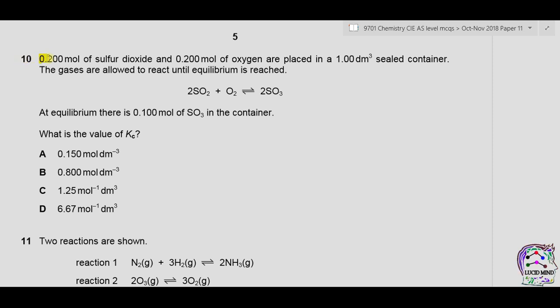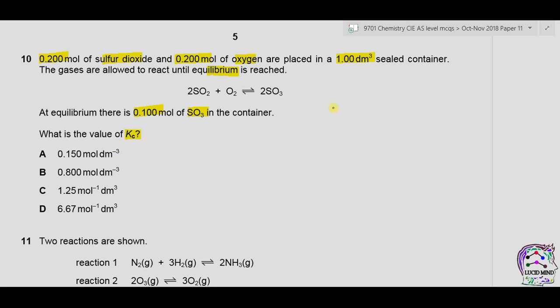Question 10. 0.200 moles of sulfur dioxide and 0.200 moles of oxygen are placed in a 1 decimeter cube sealed container. The gases are allowed to react until equilibrium is reached. This is the balanced equation. At equilibrium, there is 0.1 moles of SO3 in the container. What is the value of Kc?